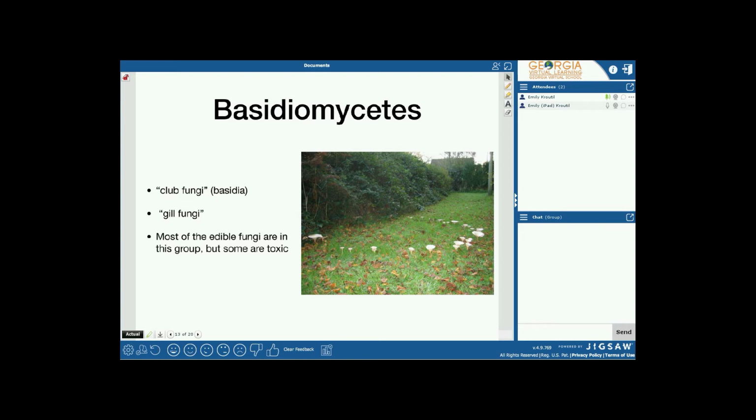The Basidiomycetes, these are club fungi, and the clubs are known as basidia, and gill fungi. So if you turn a mushroom over and it has these lines, right, like this, we call those the gills. And most of the edible fungi are in this group, so you might see this in those white mushrooms that you get at the store, or portobello mushrooms, you would see the gills.